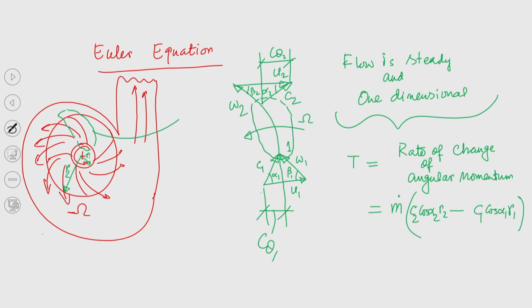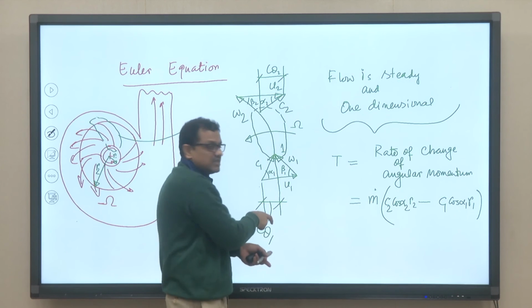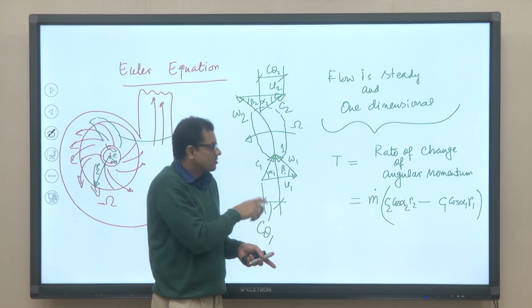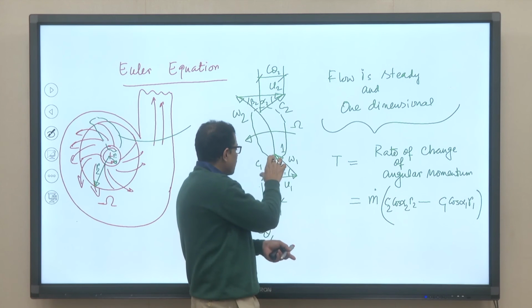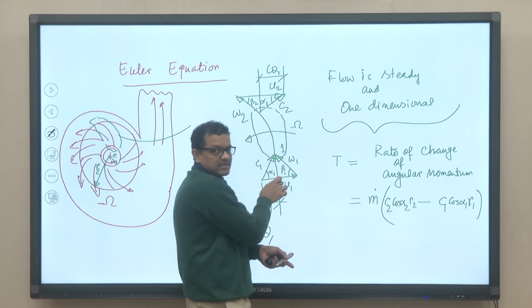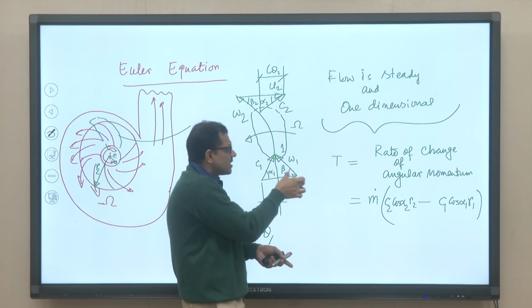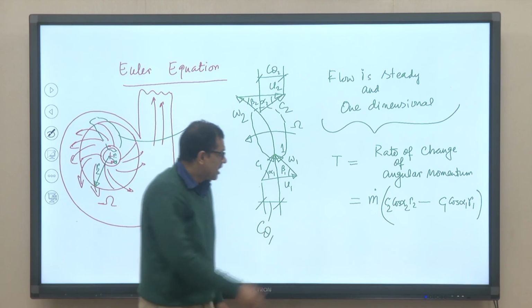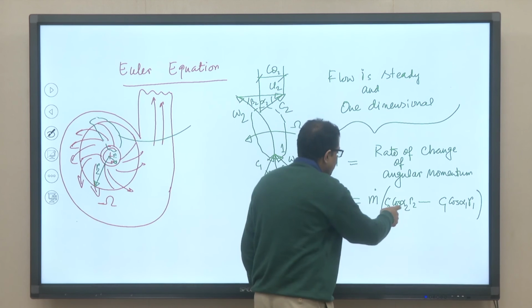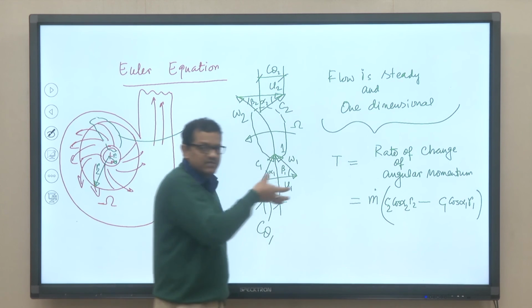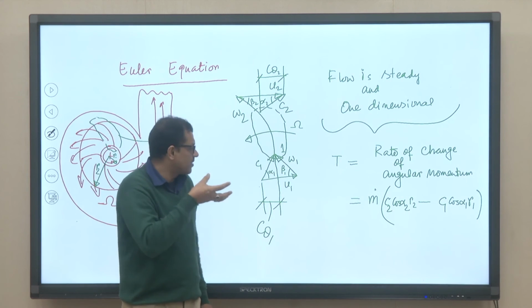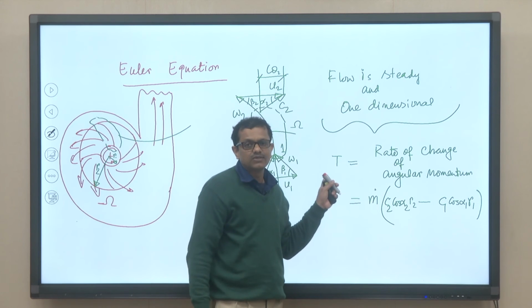Now, what will be power? I think this is clear. This is the difference between these two components, c theta 2 and c theta 1. Basically the component of absolute velocity in the tangential direction, c 1 cos alpha 1 times r 1 and c 2 cos alpha 2 times r 2, the difference of these two components multiplied by the mass flow rate will give rise to torque.